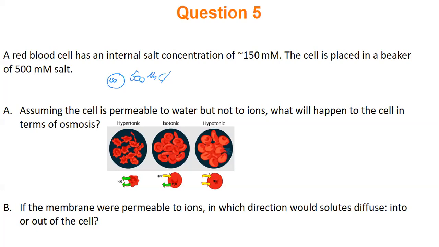All right, so let's take a look at this. So again, it looks like the majority of us got it right. So I'll just briefly explain what's going on here. So if water is allowed to move, the concentration of salt outside the cell is much higher than inside the cell. And so what's going to happen is that water will leave the cell. So water heads towards the direction of higher salt concentration, naturally. So water is going to leave the cell and your cells will shrink.